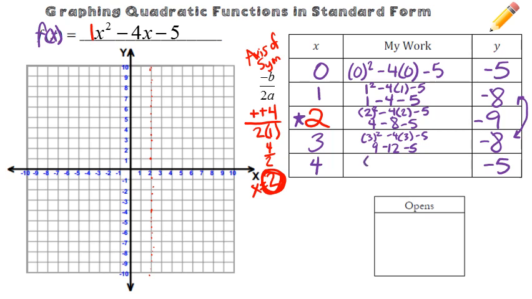I end up with a 4 squared minus 4 times 4 minus 5, which is 16 minus 16 minus 5. Yes, I'm right. I do get negative 5. Those are my coordinates. So let's plot those points on my graph. I have 0, negative 5. I have 1, negative 8. I have 2, negative 9. 3, negative 8. And 4, negative 5.